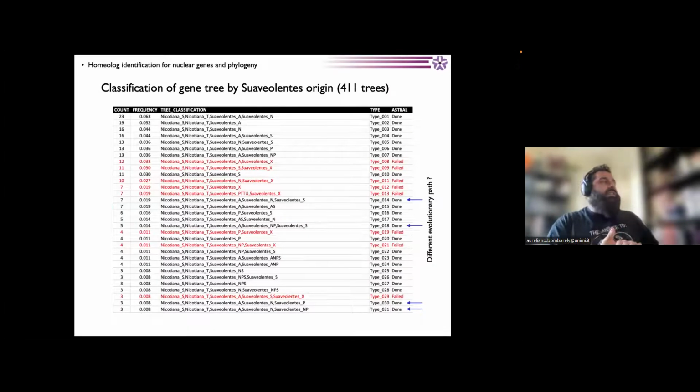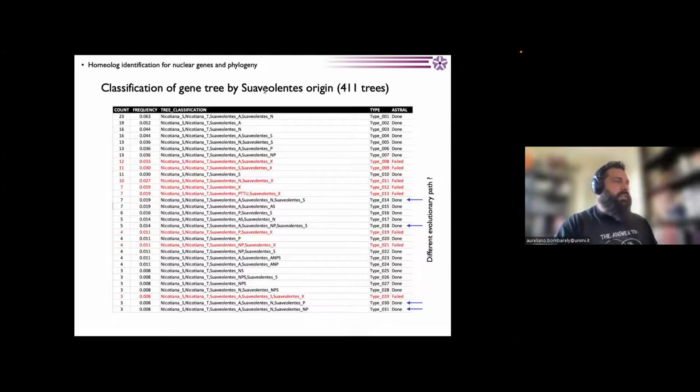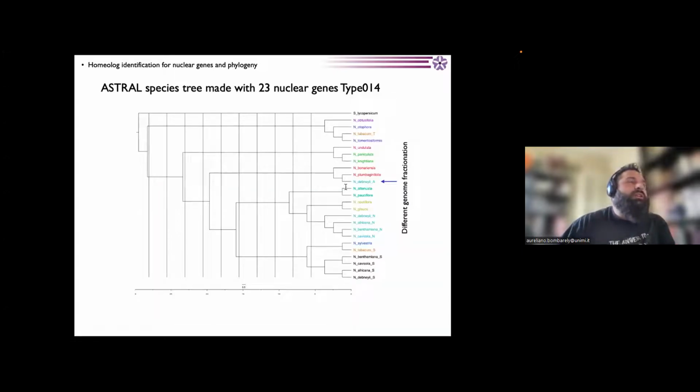The interesting thing is that in some of these trees, we found that one of the species wasn't in agreement with the others about the Suaveolentes origin. What does that mean? Here we have an example, the type 14 with seven nuclear trees. We have all this Nicotiana Suaveolentes gene cluster: Nicotiana africana, benthamiana, and clavicola. Africana most of the time appears as external, but in this case it appears as internal.